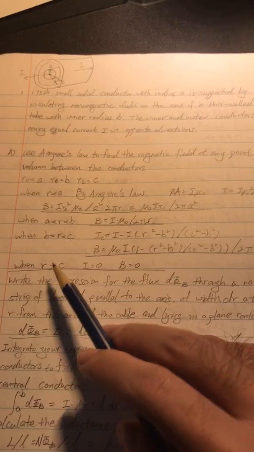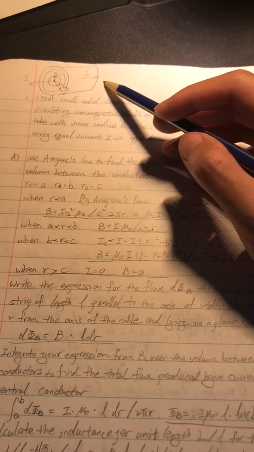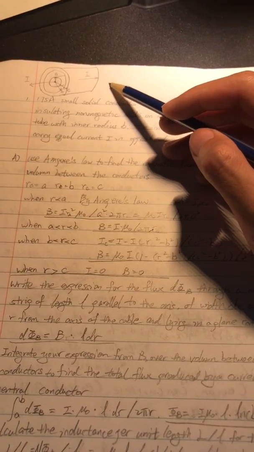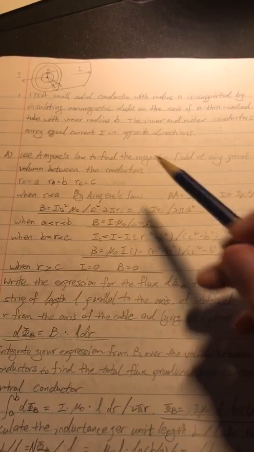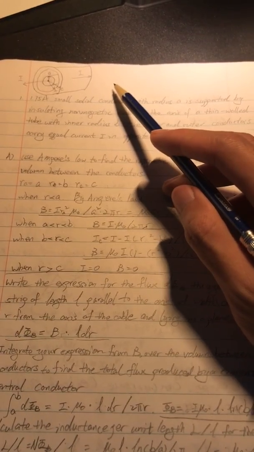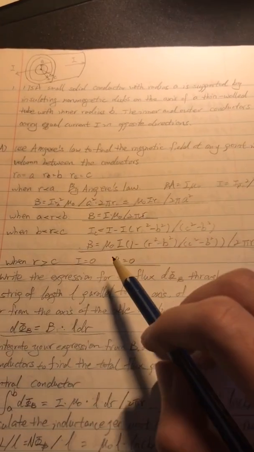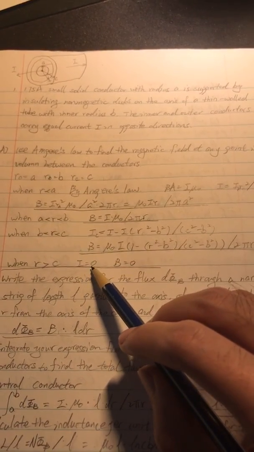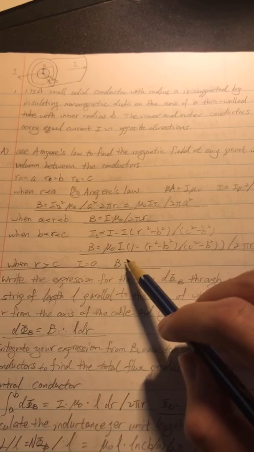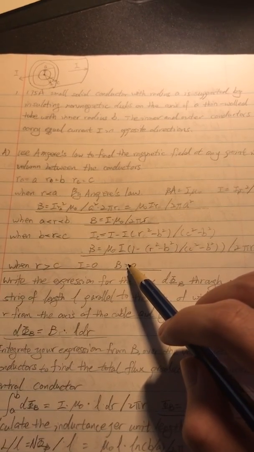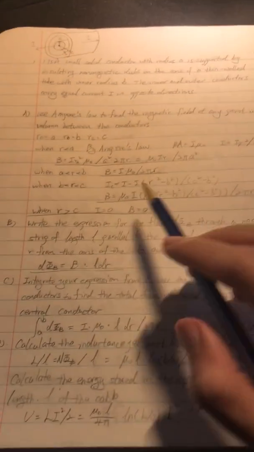When the radius is greater than c, it means it's outside of the tube, and there will be no current outside of this tube. So when the current is equal to 0, the magnetic field will be 0 too.